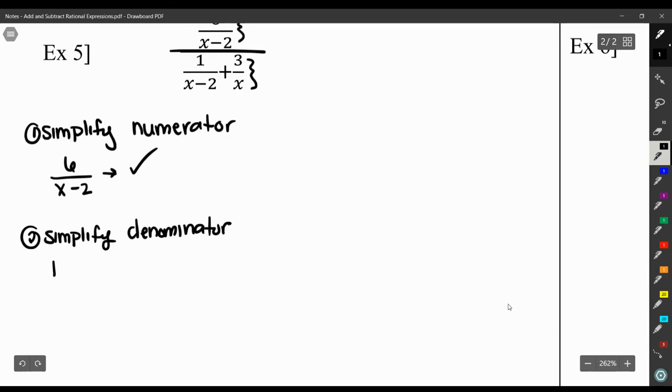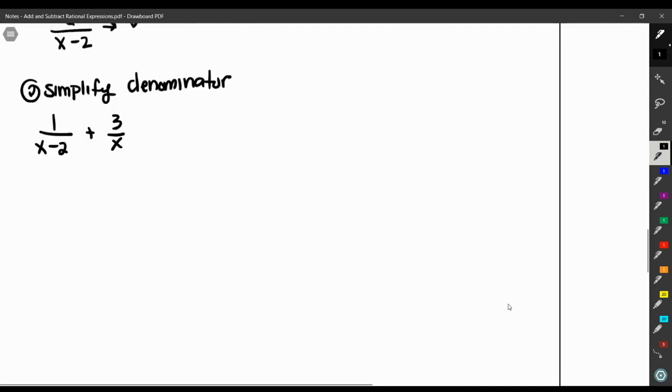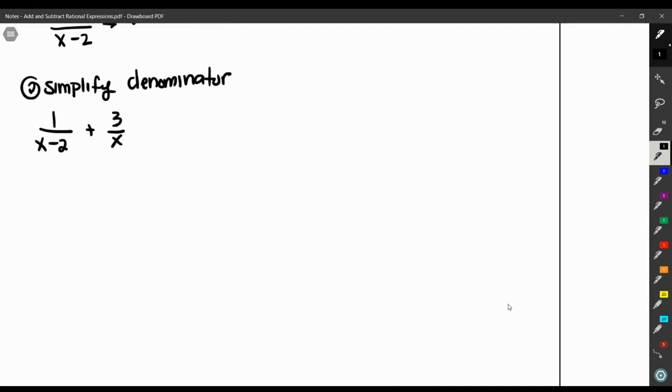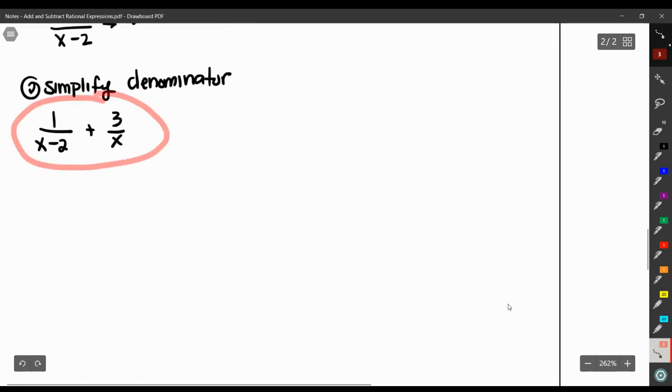So my denominator is 1 over x minus 2 plus 3 over x. That is something that I can simplify. And so we're going to add these 2 fractions together. So pause the video. I want you to add these 2 fractions together, unpause, and we will continue with simplifying this complex fraction.